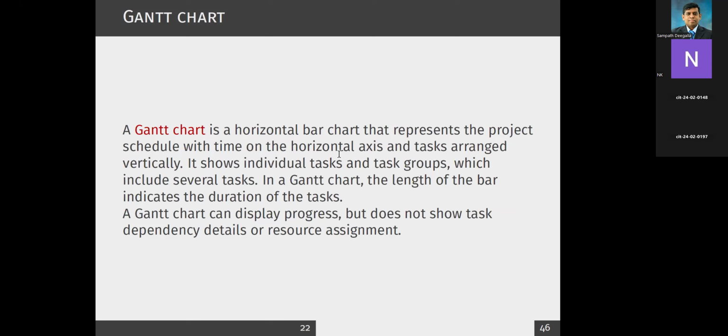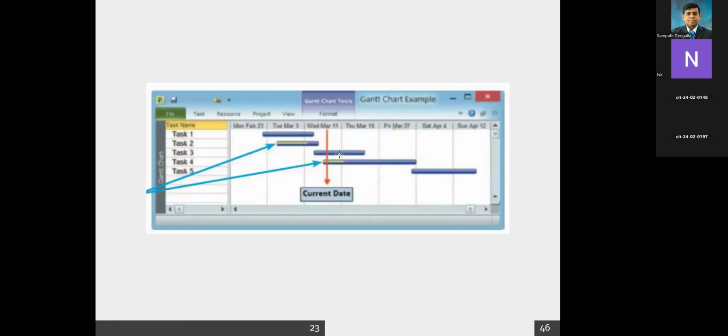Right. Now let's look at Gantt charts. It's a horizontal bar chart and it represents the project schedule. So the time is on the horizontal axis, tasks are vertical. So you can show individual task groups, right? And then the length of the bar, usually we say, is the duration of the task. So that's what you notice here.